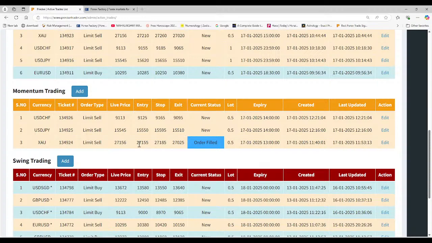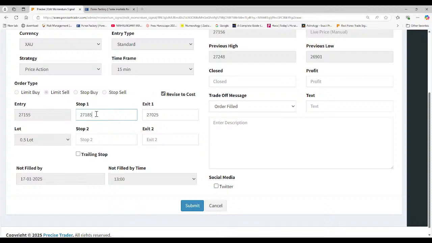Okay, so we have shorted half lot at 2715.5. Stop at 2718.5 and TP at 2702.5, but the condition is we got to see the 10 break. So what we can do is try to raise the stop to 2719.5.